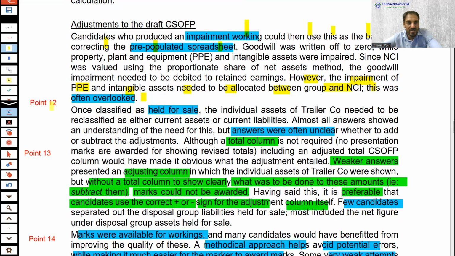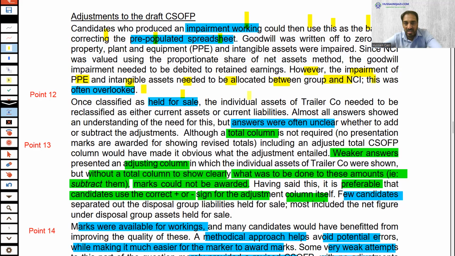Okay. Point number 12. Once classified held for sale, the individual assets of the Trailer company need to be reclassified as their current assets and liabilities. We have done the same. This is important. Almost all answers showed an understanding of the need of this. But the answers were often unclear whether to add or subtract the adjustment. So be careful about plus or minus. If liability debit, that should be minus with the correction. If asset debit, that should be added. It's a basic of the accounting terms.